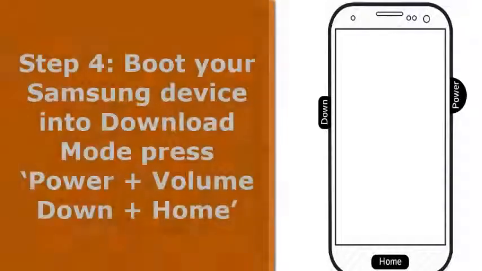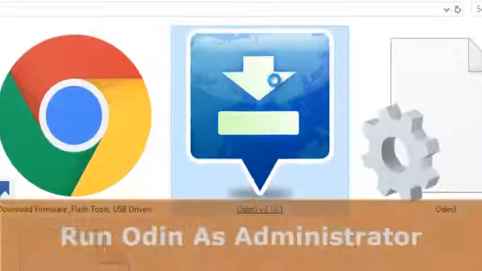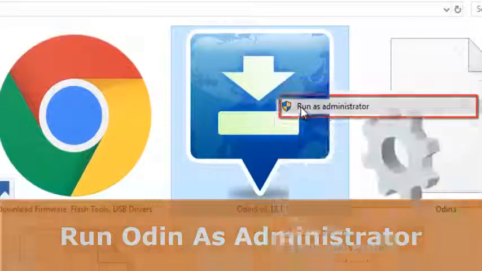Step 4. Boot your Samsung device into download mode. Press power, volume down, home. Run Odin as administrator.